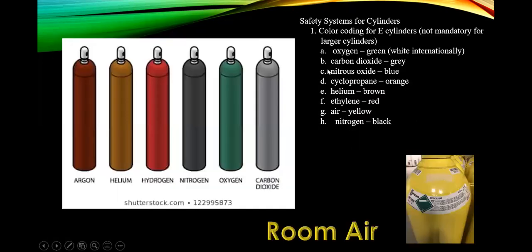Colors for cylinders. The main thing would be the room air or medical air is yellow. Green is oxygen, except for internationally, it's white, right? Carbon dioxide would be gray. Nitrous oxide is blue, helium, brown, and nitrogen is black. Those are the ones you see the most, right? It's tied into safety systems. The first safety system is color coding, okay?